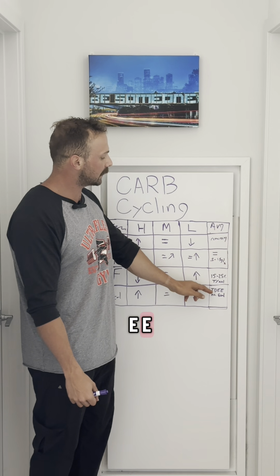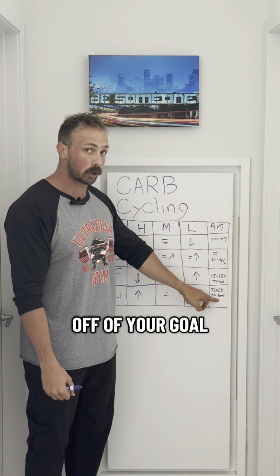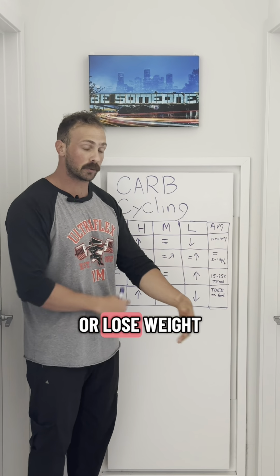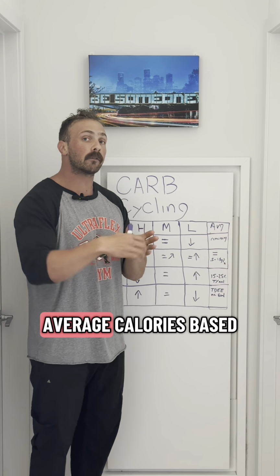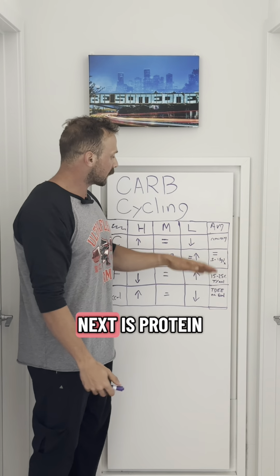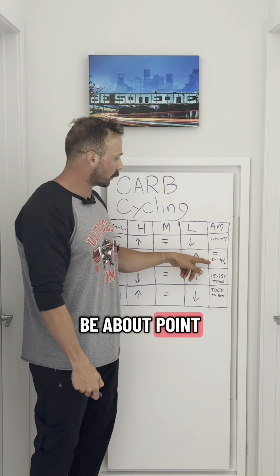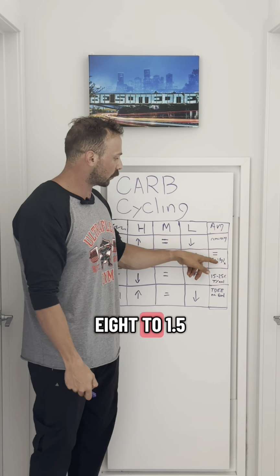So you get your TDEE, and then you adjust it based off of your goal, whether you're trying to gain or lose weight. And then that will be your average calories based off the week. Next is protein. Protein on average should be about 0.8 to 1.5 grams per pound of body weight.